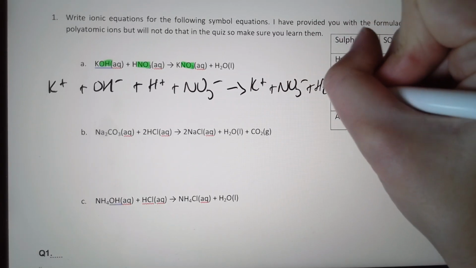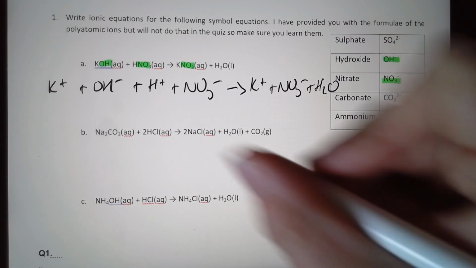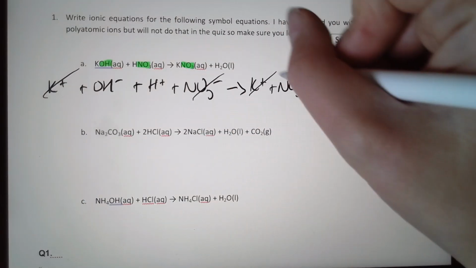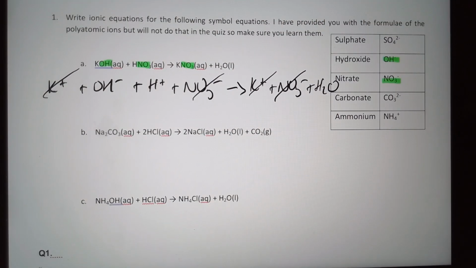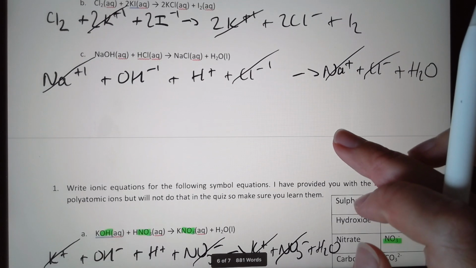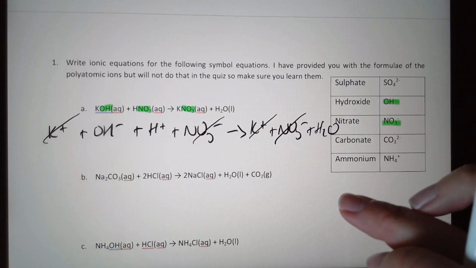And then at the end, water covalent doesn't split. The K's cancel, the nitrates cancel, and you're left with exactly the same as what we had before. H plus and OH minus goes to H2O. And the reason they've got the same ionic equation, even though they have different starting equations, is because they're both neutralization reactions.